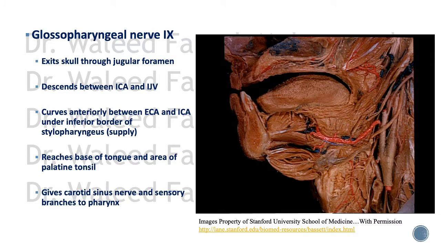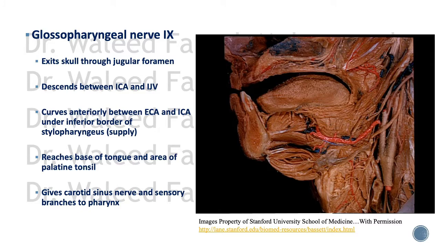Okay, now regarding the glossopharyngeal nerve, it exits through the jugular foramen and descends between the internal carotid and the internal jugular vein, curves anteriorly and passes between the external carotid and internal carotid while curving under the stylopharyngeus, from lateral to medial below it, and it goes between the superior and middle constrictors of the pharynx, on its way to the palatine area and the back of the tongue to supply the pharynx there.